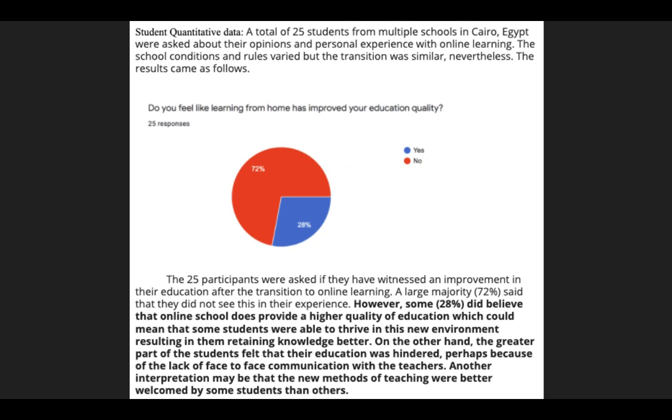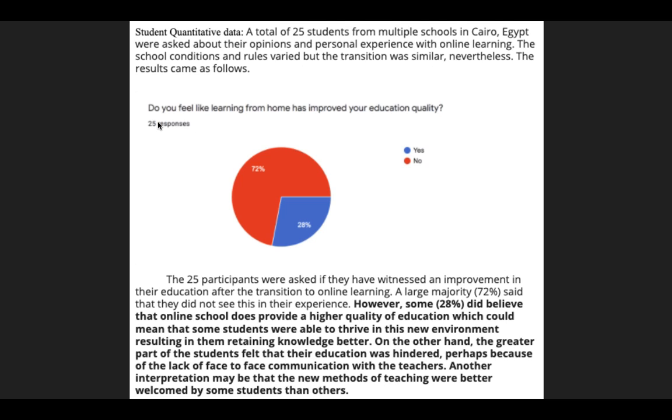But I'm going to just use this time to go through some student examples that I've come across recently, and I just want to talk about why they're really, really good. So the first example I've got, this student has given the context. A total of 25 students from multiple schools in Cairo were asked about their opinions and personal experiences with online learning. That's important. We need to know how many people were asked and who was asked.